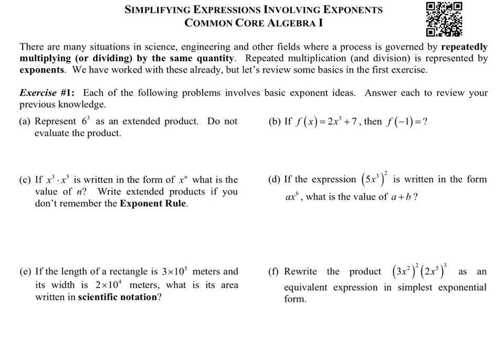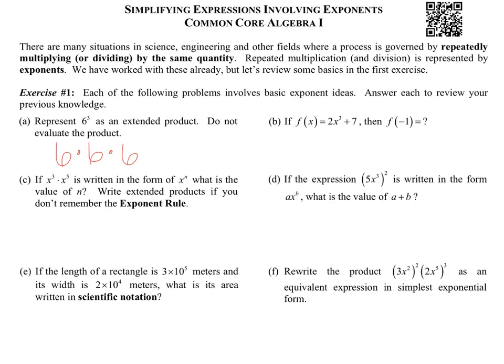If you want to do these all on your own and then pause and check to see if you did them correctly, that would probably be the best way to make sure that you truly understand. Letter A says, represent 6 to the third power as an extended product, but don't evaluate, so don't actually give the answer. All they're looking for is 6 times itself 3 times. But let's look at letter B.